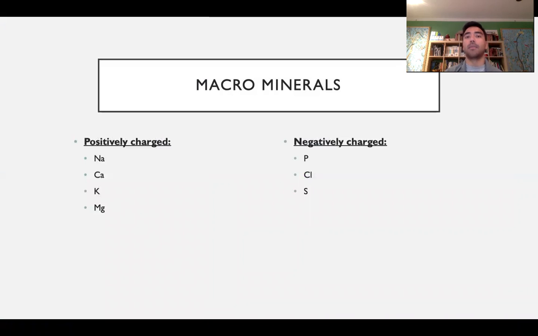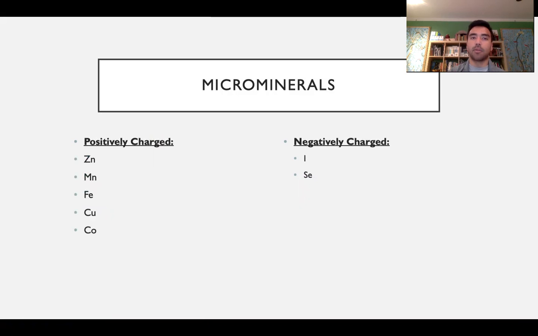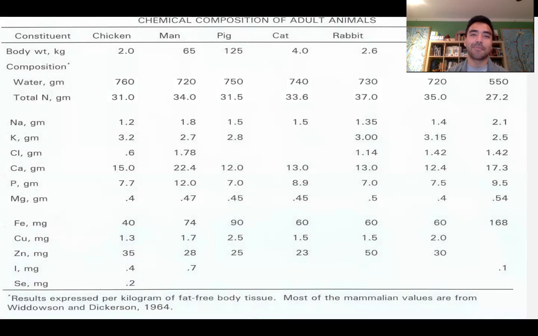They both come in positively and negatively charged ions. Macro minerals include potassium, sodium, calcium, magnesium, and negatively charged ions such as sulfur, phosphorus, and chloride. Microminerals, or trace minerals, include zinc, cobalt, copper, iron, manganese, and negatively charged species like iodine and selenium. Recently, microminerals have gained a lot of traction in research due to the possible health benefits they may provide, although we will not be talking about microminerals today.